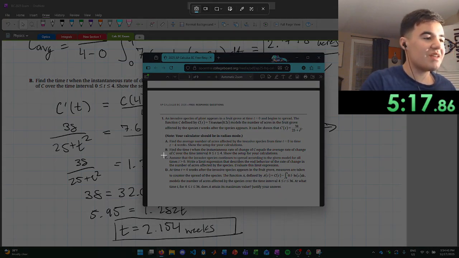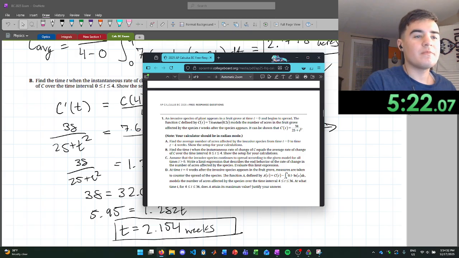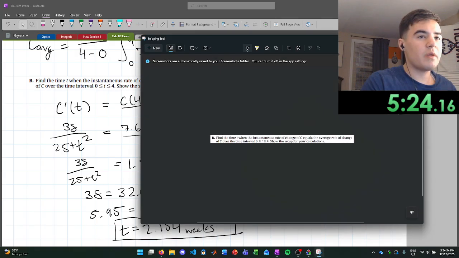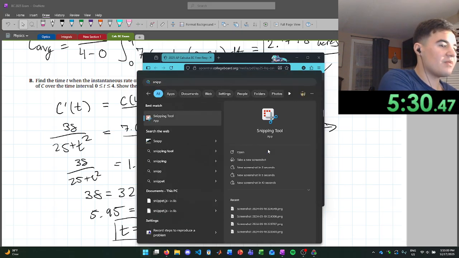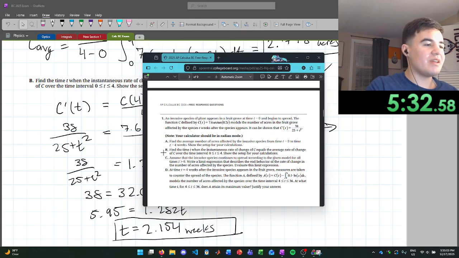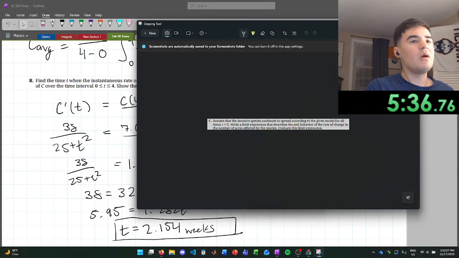It is Windows Shift S. I'm so amazing. Okay. That it saves it somewhere else on my computer. That's so annoying. I just want Snipping Tool, man. I want to copy it easily. It's annoying. Okay, next question.